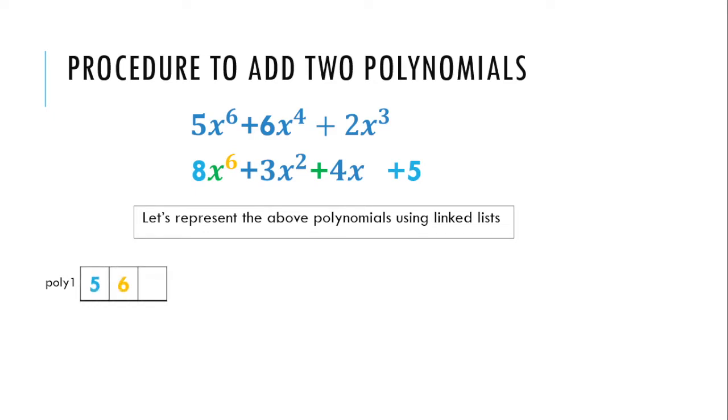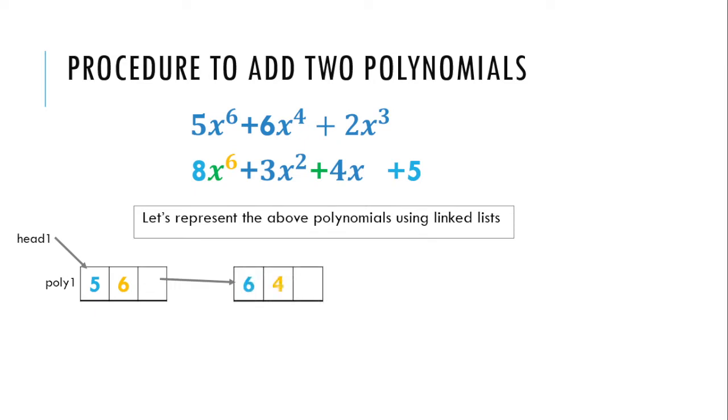While representing a polynomial using linked list, we represent each term of the polynomial using each node of the linked list. In the first polynomial, there are three terms. So, we require three nodes. In each node, we store the coefficient value, exponent value and link to the next node. So this is the first node of our polynomial which contains the data about the first term of the polynomial. So this is for 5x raised to 6. Pointer head 1 points to the first node of the first polynomial.